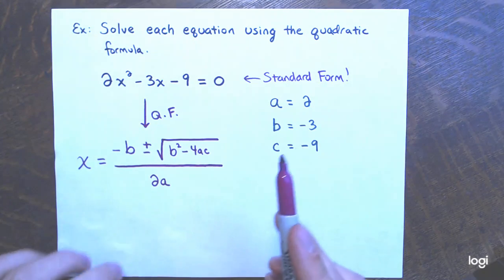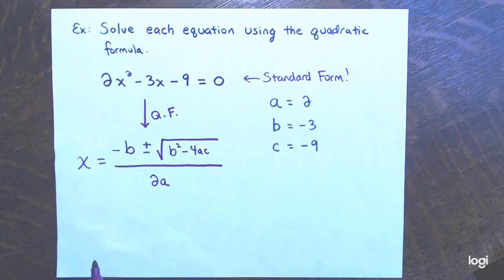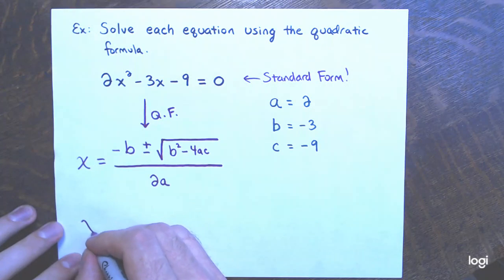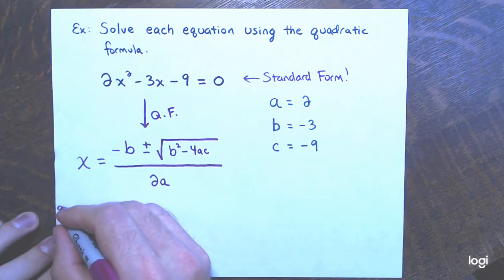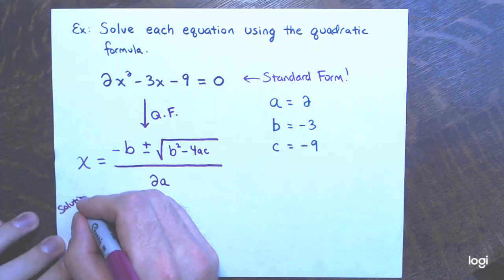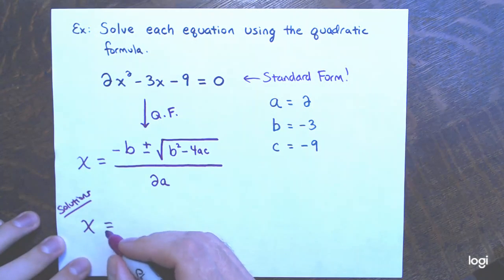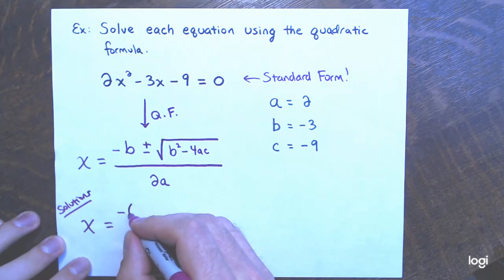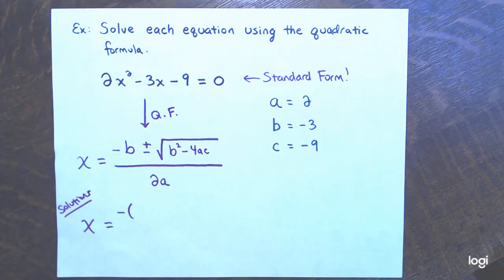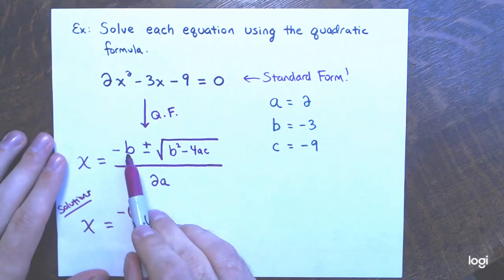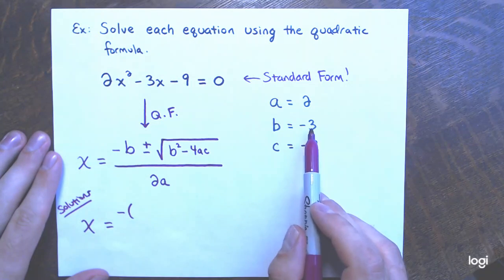And we're going to substitute. So I'm going to pop those numbers in. Our solutions to this equation are the following. X equals the opposite of, and then I like to put parentheses around anything I replace. I'm replacing b with the number negative 3.